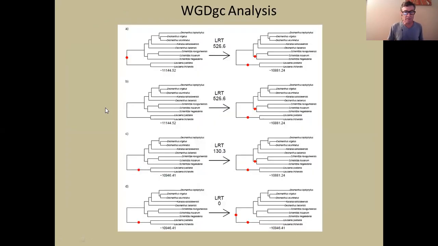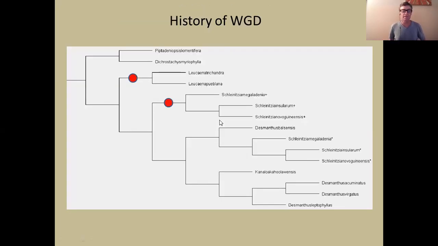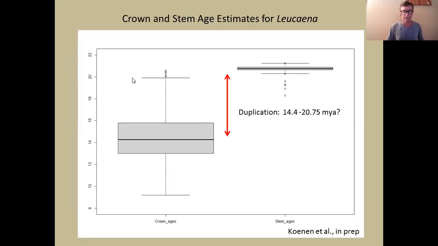So he went on to actually test this using WGD-GC analyses, and he looked at a series of nested analyses and concluded fundamentally that the whole genome history is best characterized by two independent duplication events. So Lucena does indeed appear to have its own unique whole genome duplication event somewhere along its stem lineage here.